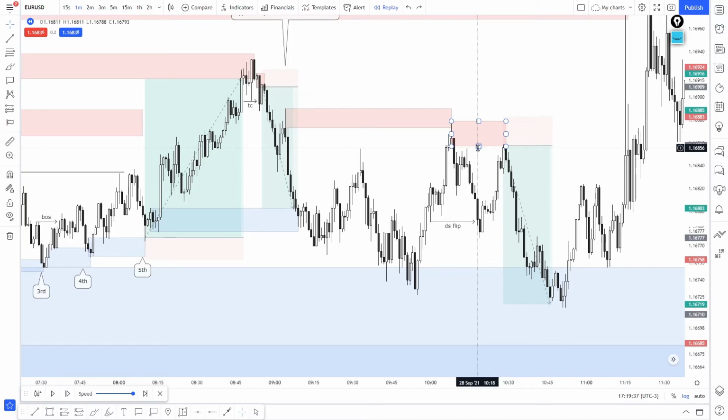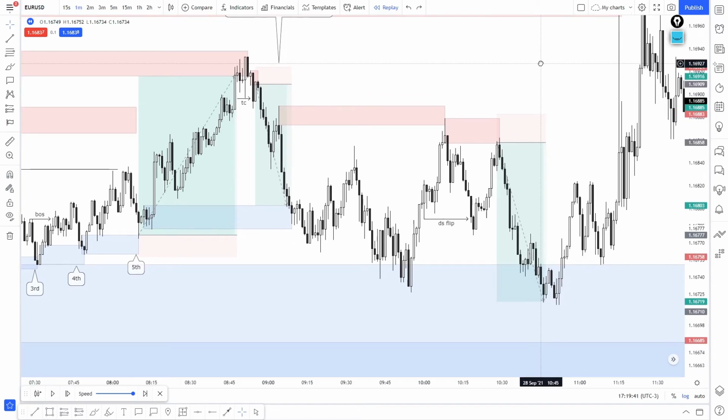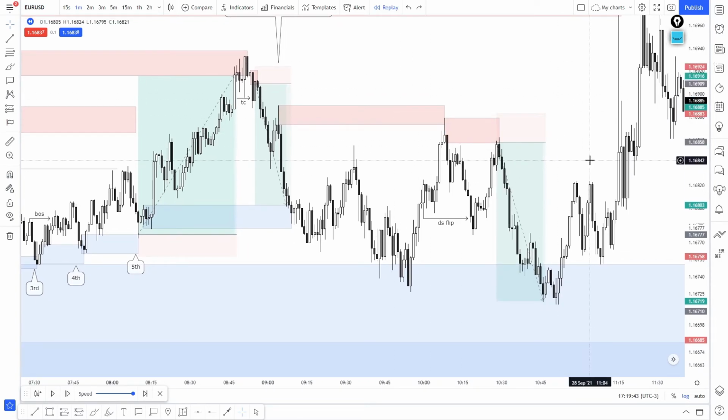So yeah, I think in this case it made a huge amount of sense to go for the cause. I did not expect price to go a tiny bit higher than that, but well, that's what it did.